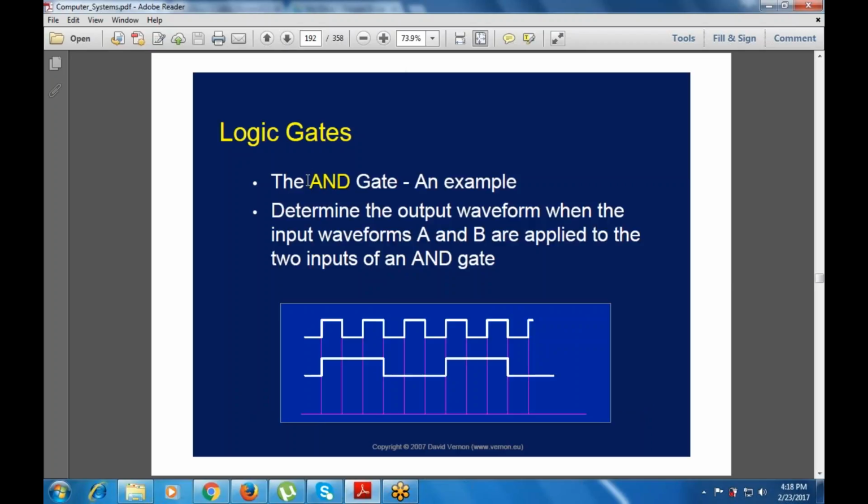The next one is the AND gate example: determine the output waveform when the input waveforms A and B are applied. This is the applied waveform, showing the two waveforms A and B applied here.